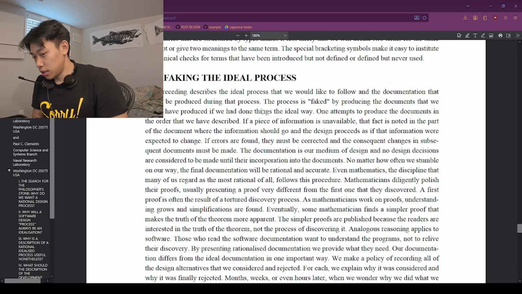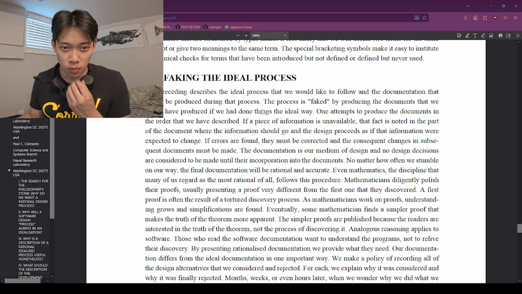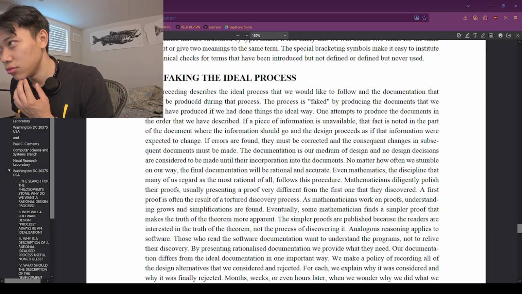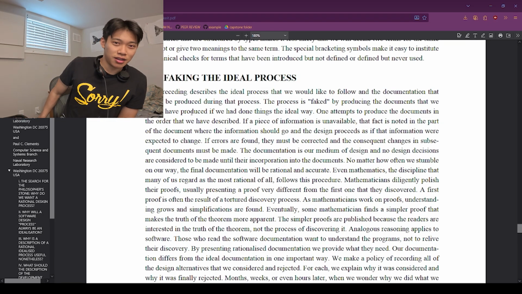All right. 7, 8. No. Oh no. I don't know how to read Roman numerals too well.